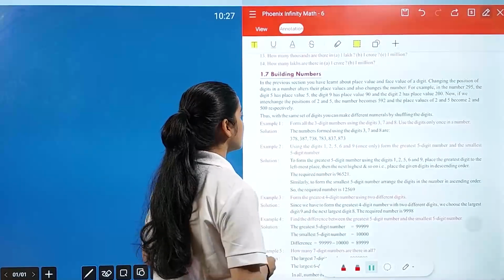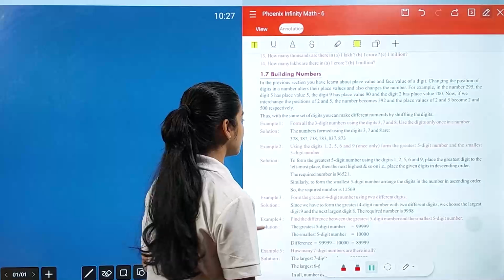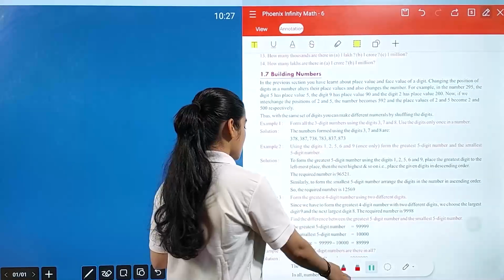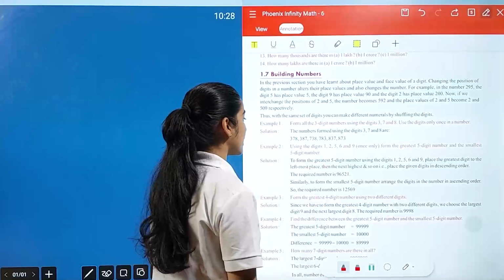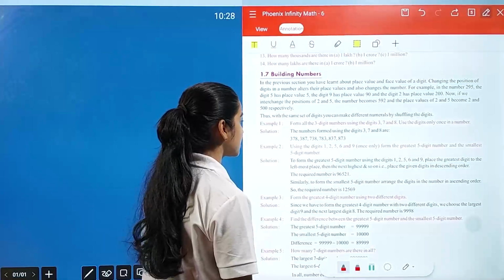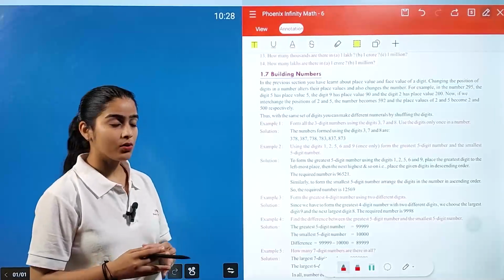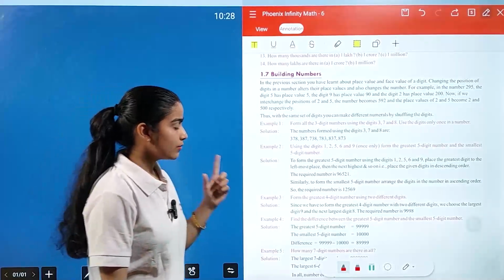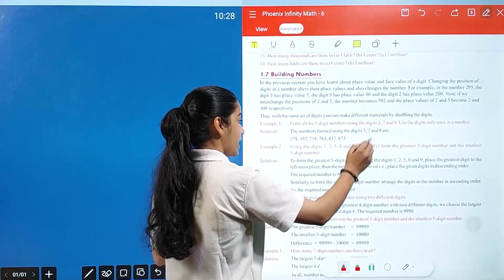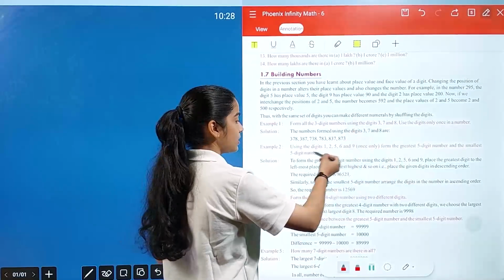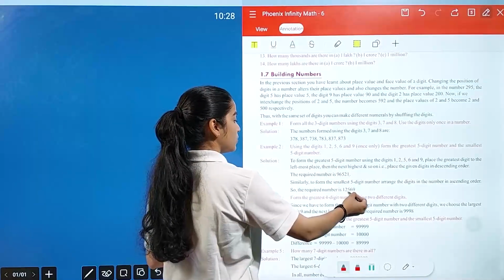Form all three digit numbers using the digits 3, 7, 8. Use the digit only once in a number. So these are those numbers which we can make by interchanging 3, 7, 8 several times. Using the digits 1, 2, 5, 6 and 9 once only, form the greatest 5-digit number and the smallest 5-digit number. When you have a given set of digits and you have to make the greatest number, always arrange your digits in descending order: 9, 6, 5, 2, 1. And when you have to make the smallest number, then you have to arrange your given digits in ascending order: 1, 2, 5, 6, 9.